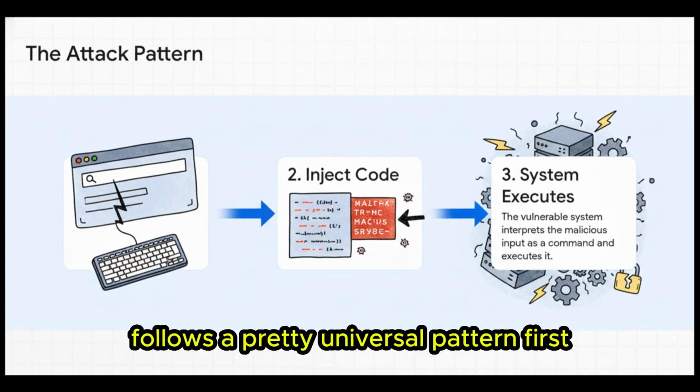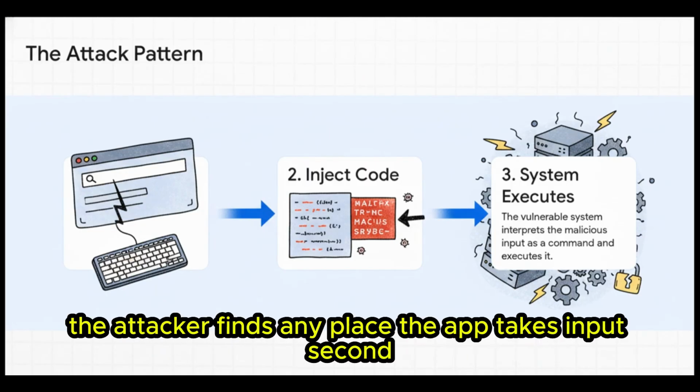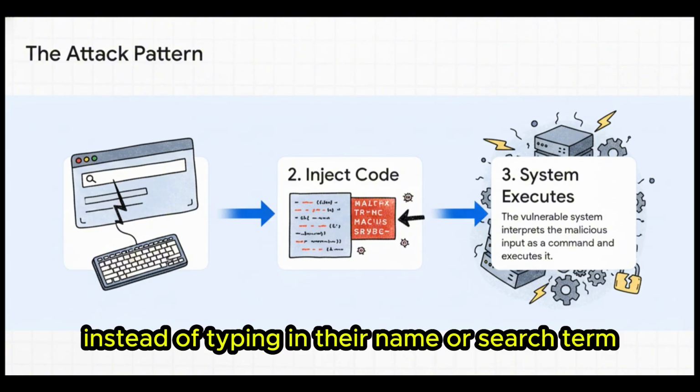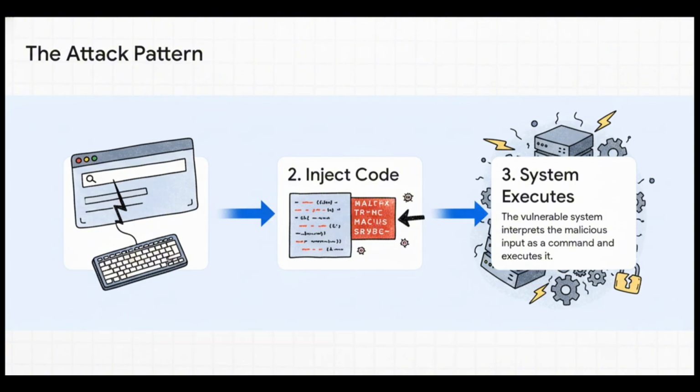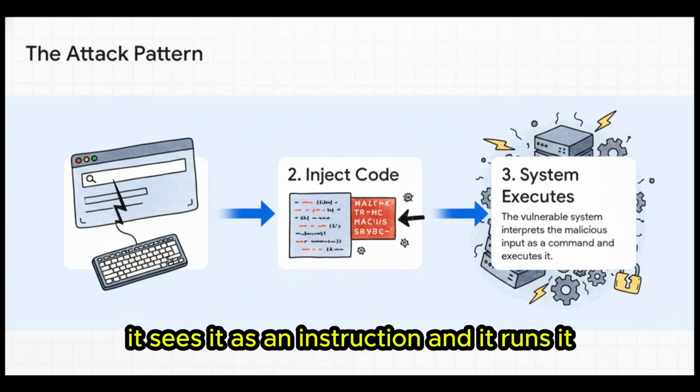And this whole process follows a pretty universal pattern. First, the attacker finds any place the app takes input. Second, instead of typing in their name or search term, they pop in a malicious command. And third, this is the key part: the system doesn't see that as data. It sees it as an instruction, and it runs it.